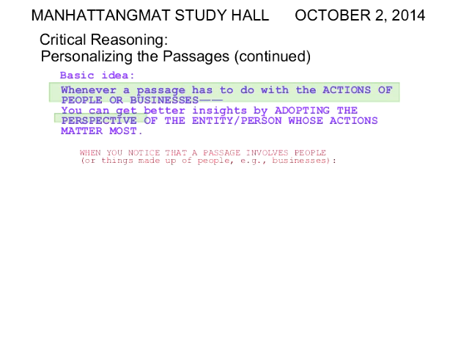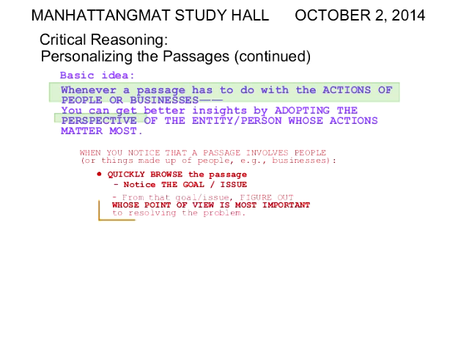So one way that you might want to do these, you can try on different ways of reading these passages. But one way that you might think about going through these things, if you see a passage that involves people, is first you can quickly browse it and notice what the goal is. Because you don't want to spend too much time reading the original passage without a goal. If you don't really know what you're trying to do with it, then it doesn't make a lot of sense to spend a ton of time reading it. So then figure out whose point of view is most important to the resolution of the problem.